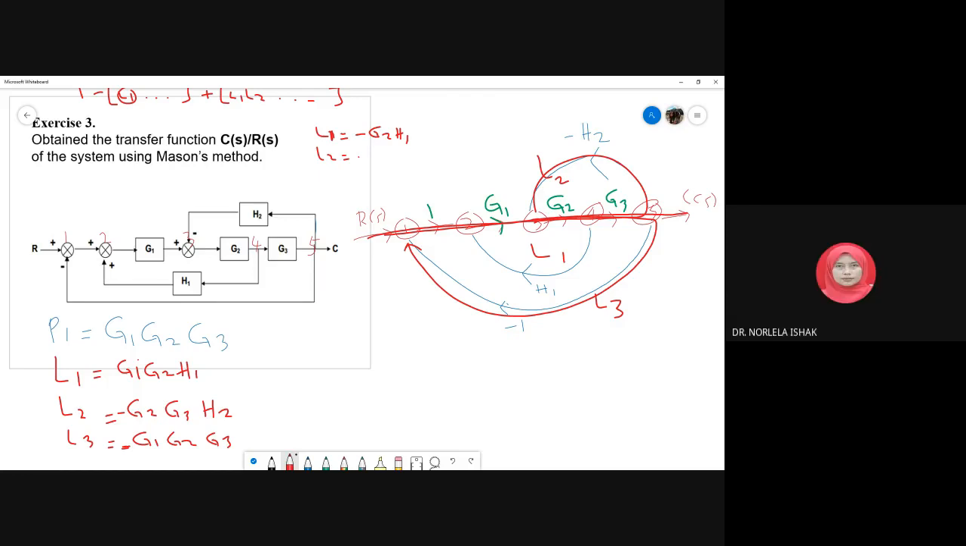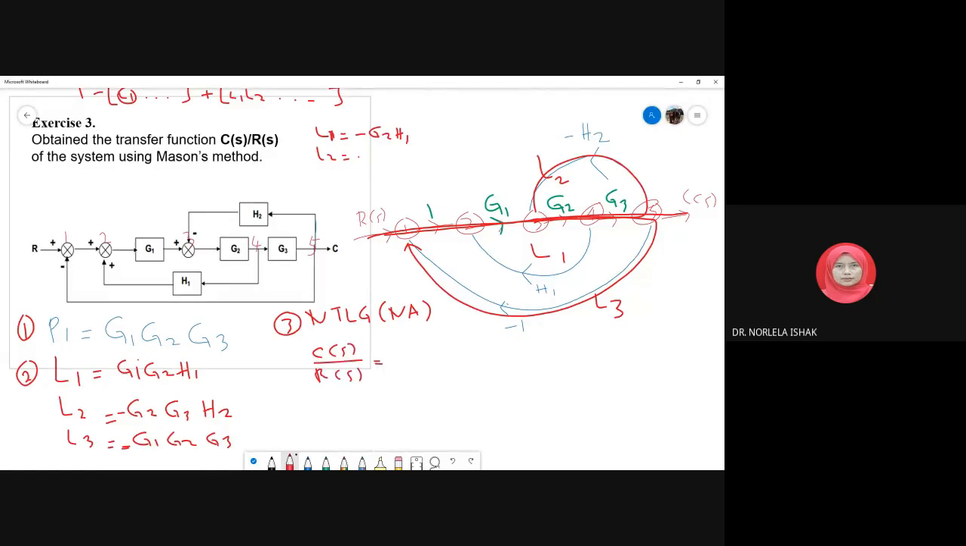Okay, this is step number 1. Step number 2, we define the loops. Step number 3, we define the non-touching loops. Do we have non-touching loops or not? All are touching, meaning non-touching loop gain is not applicable here. So once step 3 is finished, you can define the transfer function straightforwardly.